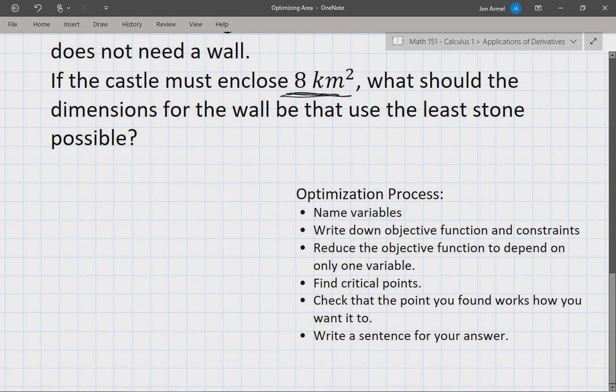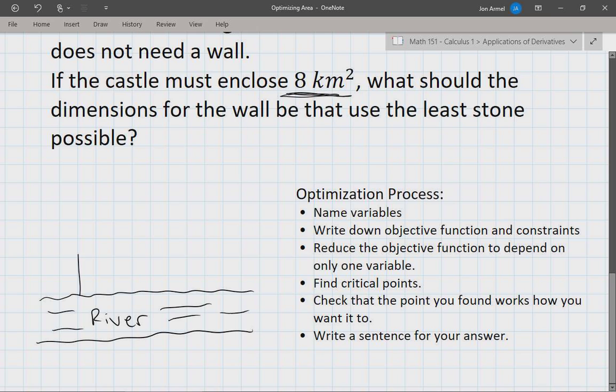Okay, so let's remember how this optimization process works. First we need to name the variables. You can do this with a sentence, like let x and y be 2 numbers, or you can do it just by drawing a picture. And a lot of times when you're doing geometry, just drawing the picture is a good way to go. So I'm going to draw my river. I don't really build a river, I suppose.